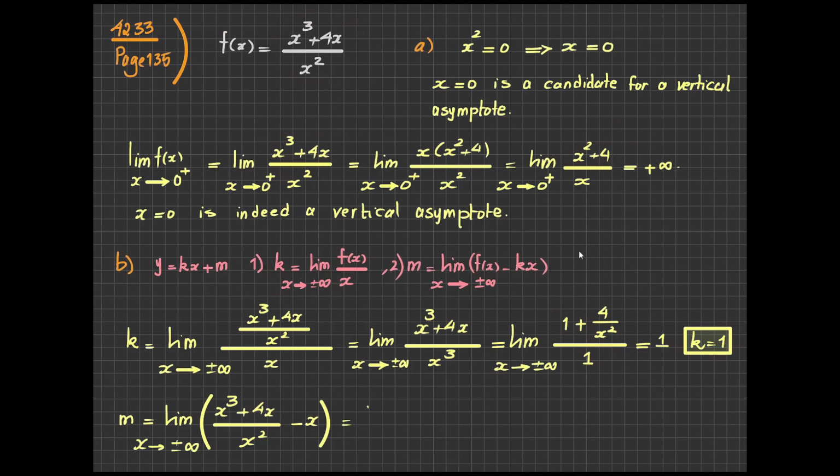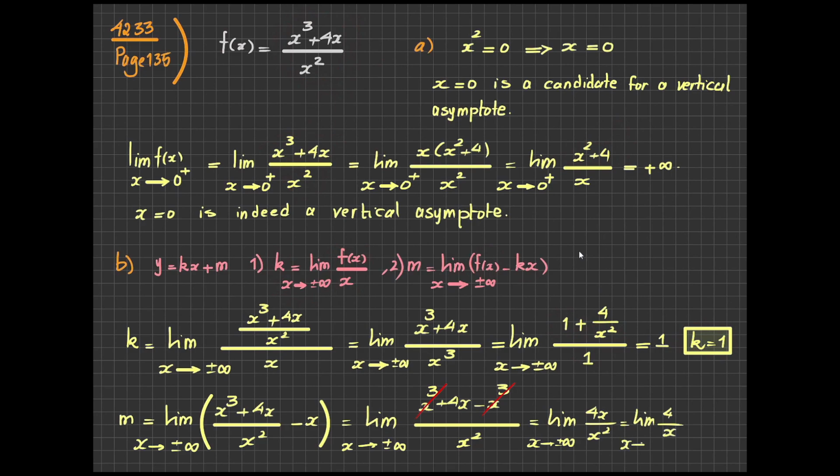Okay, and then if I take the common denominator, which is x squared, this becomes x cubed plus 4x minus x cubed, and x goes to plus or minus infinity. And then you see that this one and that one are gone. So what is left for me is the limit of 4x over x squared, x goes to plus or minus infinity, which is very simple now because this becomes simply 4 over x. What is the answer? 0. So this means that the m value is just 0.